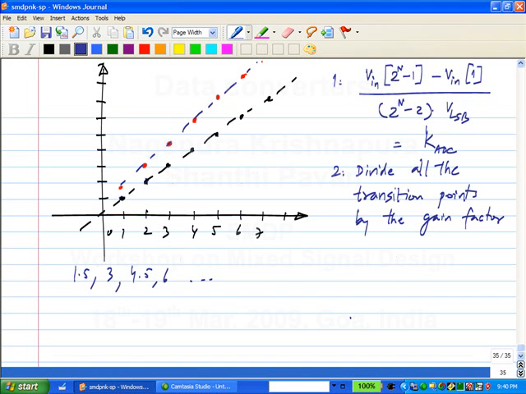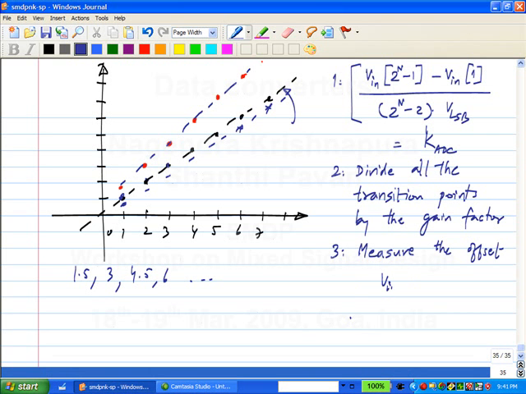Now, in addition to gain error, you also have an offset error. What will happen is, when you divide it, you will have some shift, okay, between the two. The slope will still be the same as this. It has to be, because you have divided by this number. Okay. Slope will still be exactly the same as the ideal one, but there may be a shift. Now if there is a shift, you can measure the offset by measuring the difference between the first transitions. Okay. Which is basically V_T of 1 divided by VLSB. Okay?